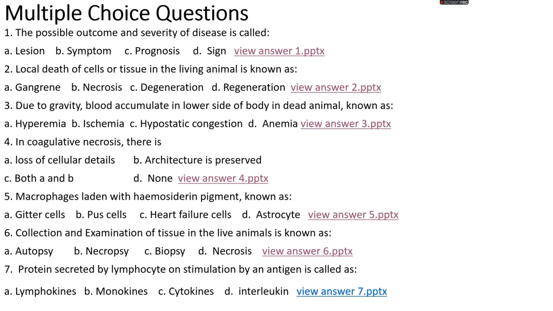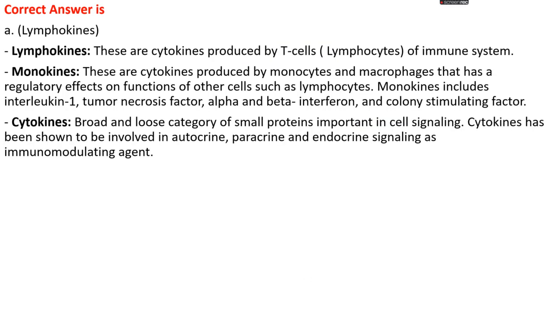Question number 7. Proteins secreted by lymphocytes on stimulation by an antigen are called: option A, lymphokine, option B, monokine, option C, cytokine, option D, interleukin. The right answer is option A, lymphokine. Lymphokines are those cytokines which are mainly produced by lymphocytes, that is T cells of the immune system. Okay, monokines are also cytokines, which are mainly produced by monocytes and macrophages, and have a regulatory effect on the function of other cells such as lymphocytes.